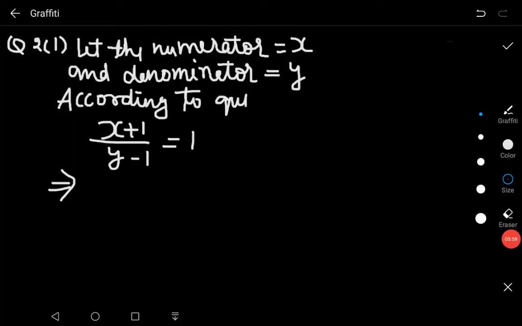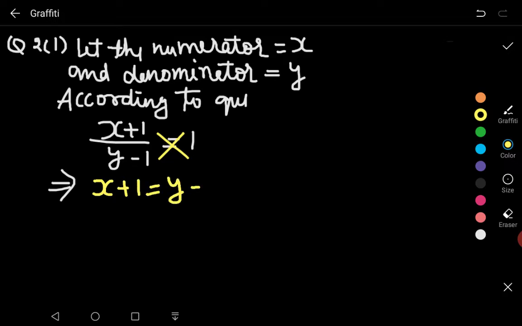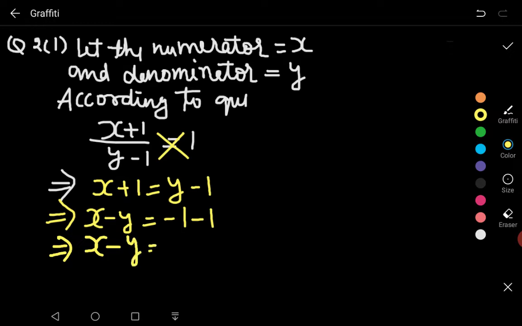So here, once we take the numerator as x and the denominator as y, according to the question, if we add 1 to the numerator and subtract 1 from the denominator, we get 1. So let us simplify this equation by cross multiplying, and we get x plus 1 equal to y minus 1. From here, this implies x minus y is equal to minus 1 and minus 1, and we will get x minus y is equal to minus 2, and this is our first equation.